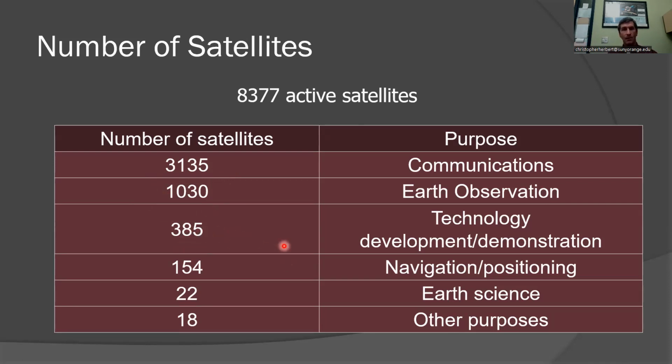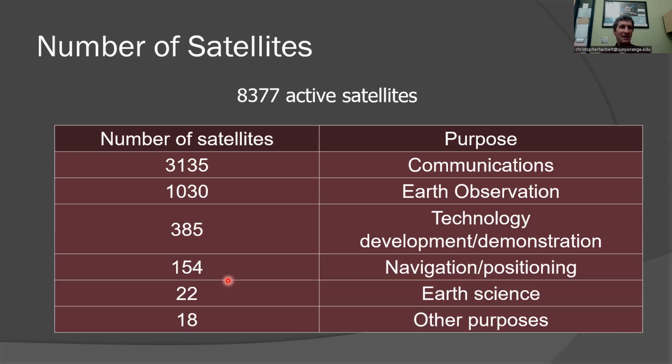385 are basically demonstrating new technologies. Of course, GPS is a very, very important satellite technology. So about 154 of the satellites are up there for navigation and position. And then in terms of just pure research, about 22 for earth science and about 18 for other purposes.